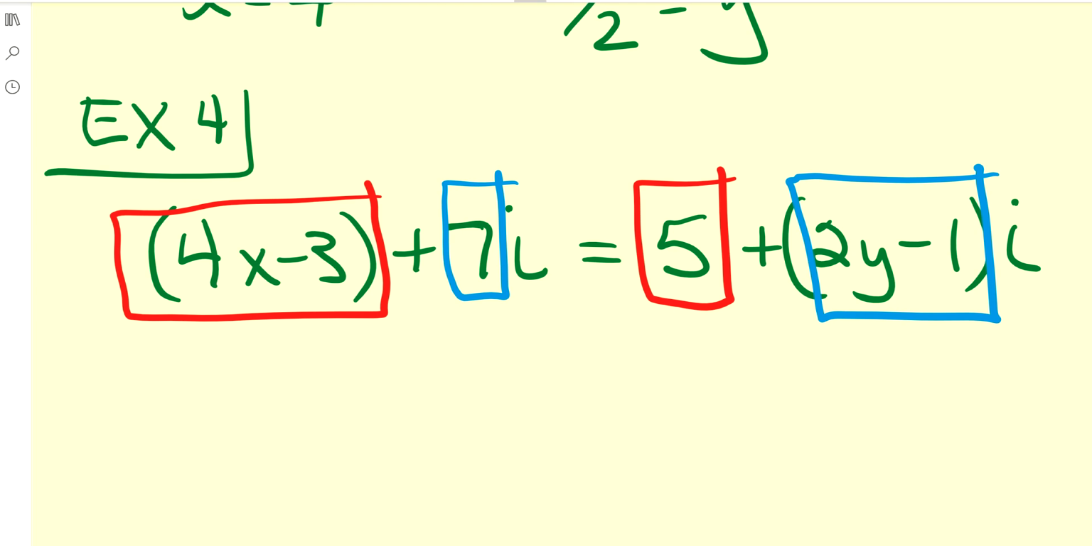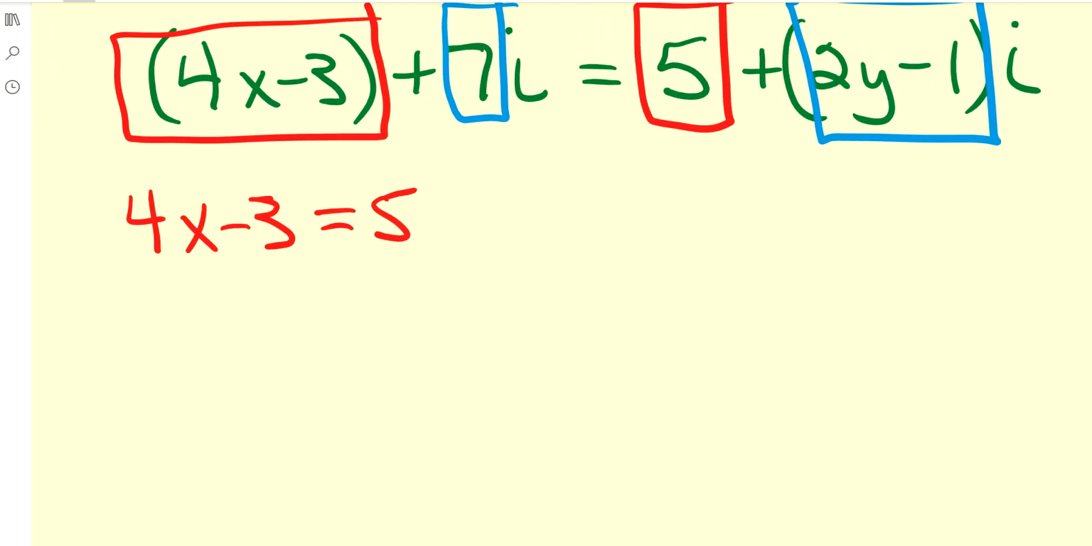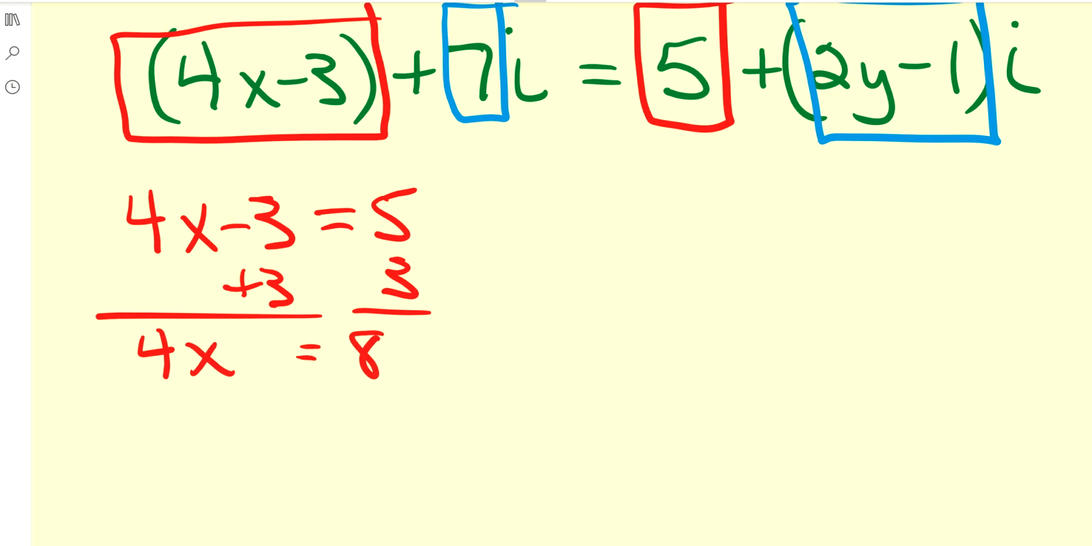Let's try it. So I got 4x minus 3 equals 5. Okay, if I finish this off, how about I add 3 to both sides? 4x equals 8. So therefore, that's what the 3 dots mean, by the way. Therefore, x is going to equal 2.